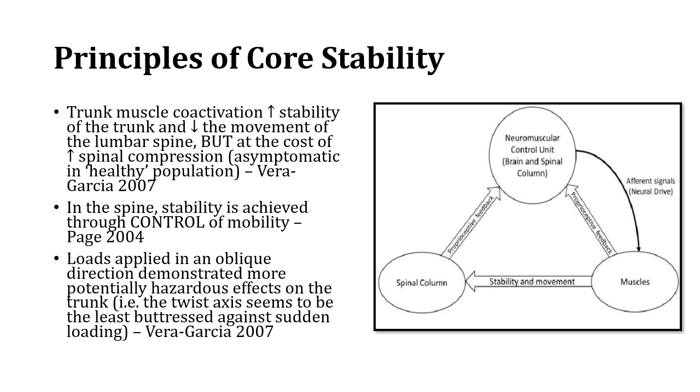When we're considering the principles of spinal stability, it's important to understand the balance that exists between the stiffening of the spine, what you could consider protective and functional stability, versus over-recruitment. It's put really nicely in this quote by Vera-Garcia in 2007, a researcher who has done a considerable amount of work with Stuart McGill as well, who also discusses this balance between compression yet stiffening of the spine. Trunk muscle coactivation increases stability of the trunk and decreases the movement of the lumbar spine, but at a cost of increased spinal compression.